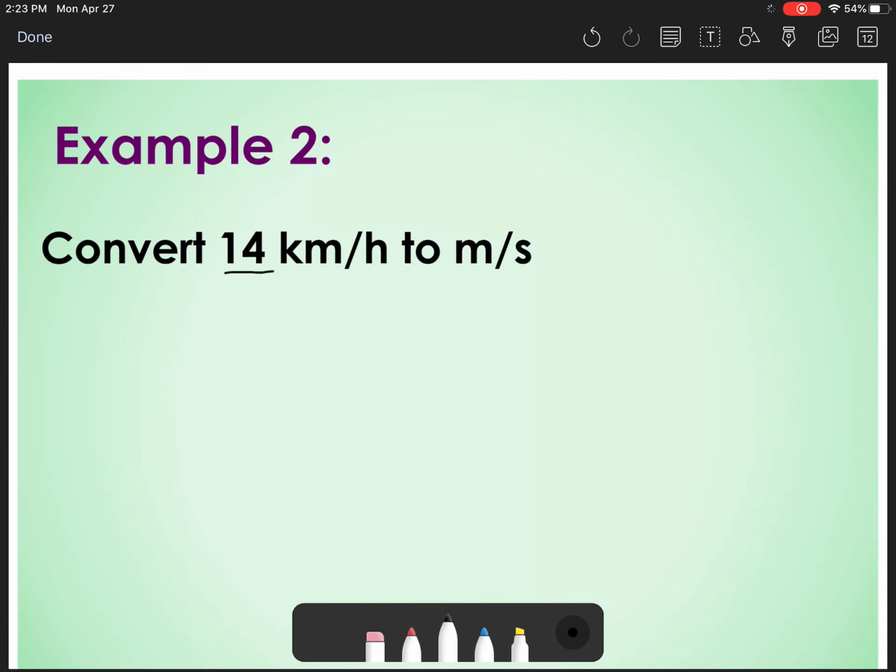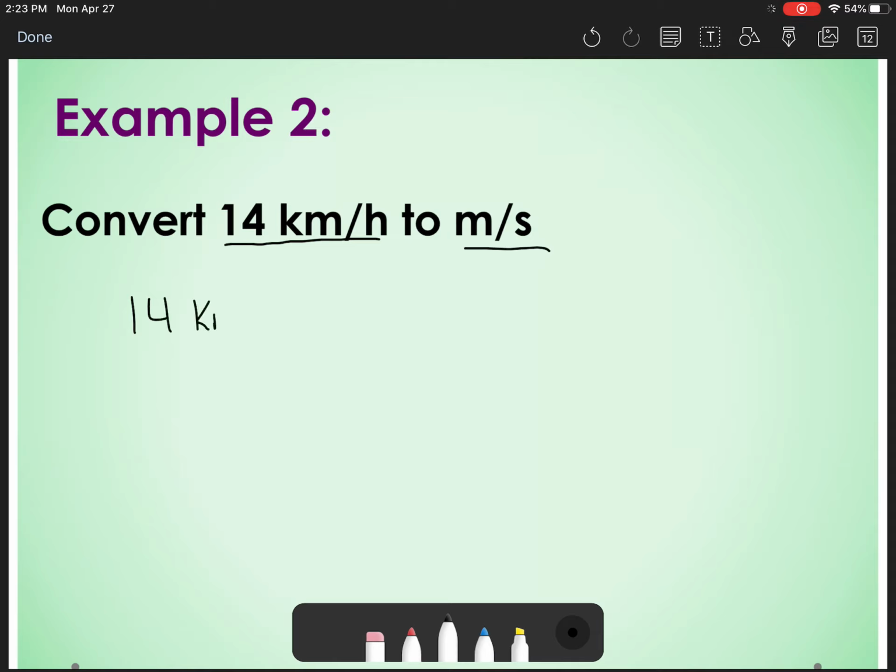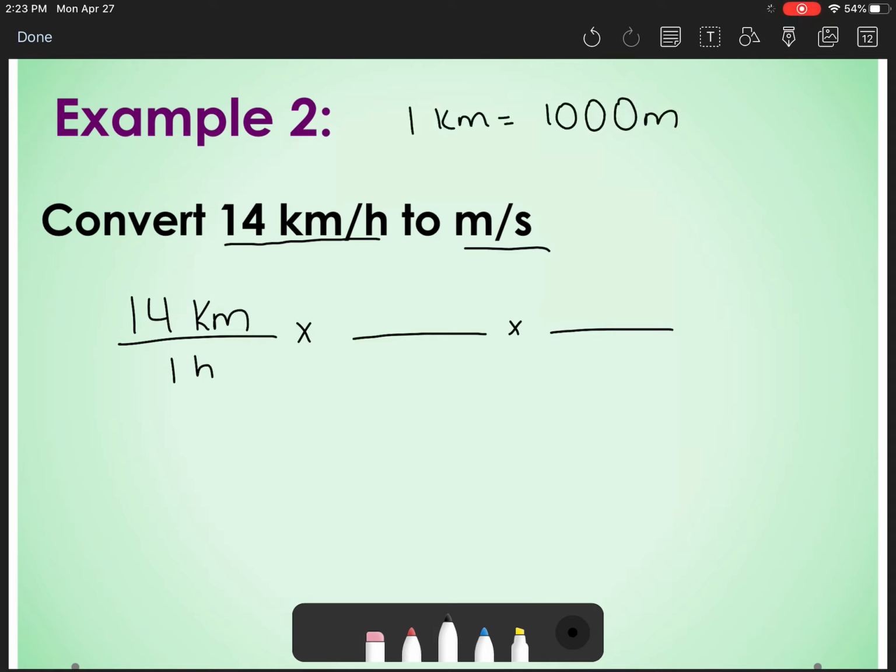If I was asked to convert between 14 kilometers per hour to meters per second, start by writing your number as a fraction. 14 kilometers over 1 hour. Okay, per hour means 1 hour. Set up your two conversion factors. I know that 1 kilometer is equal to 1,000 meters, and I know that 1 hour is equal to 3,600 seconds. Okay, it doesn't matter which one comes first. I'm going to start with my distance, kilometers and meters.